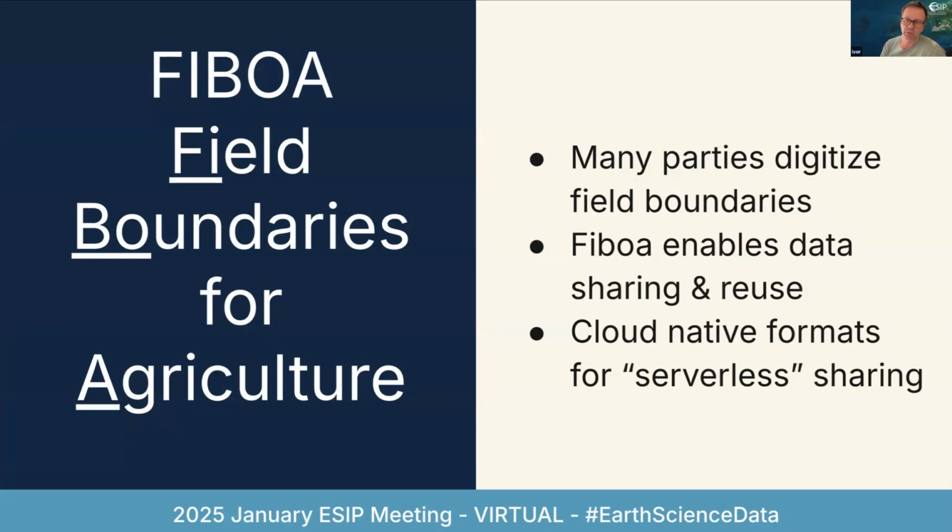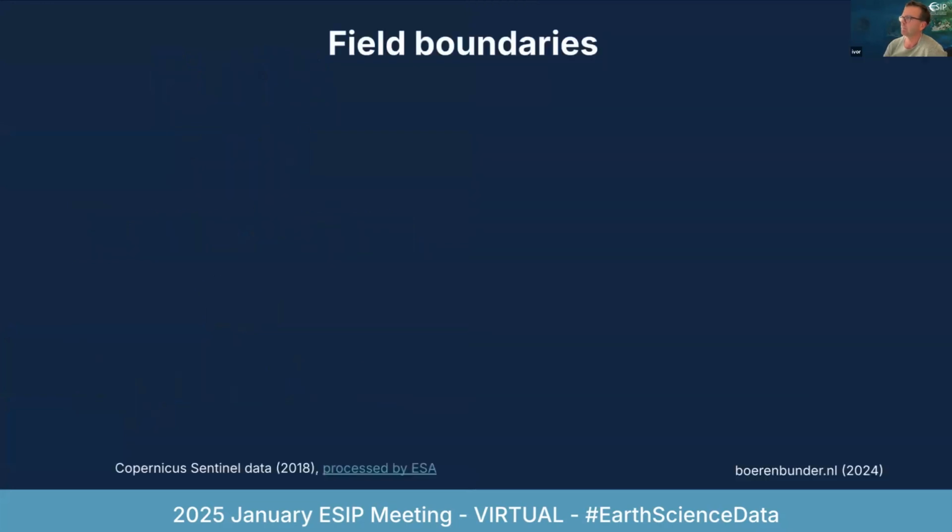Many different parties in the world digitize field boundaries. So government and other organizations. And well, these are the three most important points I wanted to make. The FIBOA project enables data sharing and reuse. And cloud native formats facilitate the serverless sharing of these data formats. So you can share them easily in a cheap way, and people can use it for different use cases.